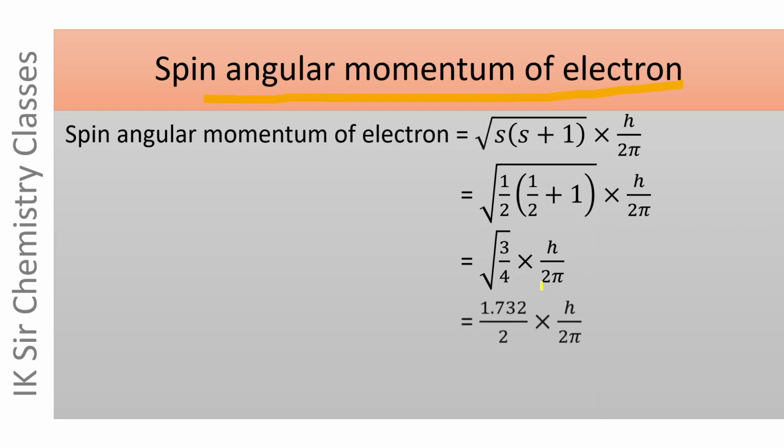The square root of 3 is equal to 1.732, and the square root of 4 is 2, into h by 2 pi, and the result is 0.866 into h by 2 pi. This is the spin angular momentum of the electron.